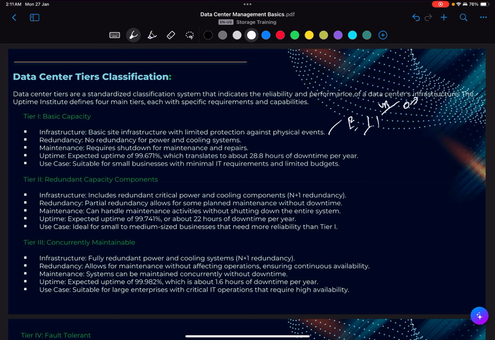And even at the component level, you don't have that kind of redundancy. Definitely at the device level you will have power redundancy, but here we are talking about power and cooling at the data center level. At the same time you don't have a secondary system to do the failover and then do the maintenance and repair. So there will be downtime, and that's why the expected uptime will be 99.67%, and total yearly downtime will be 28.8 hours. This is also too much for the data center environment.